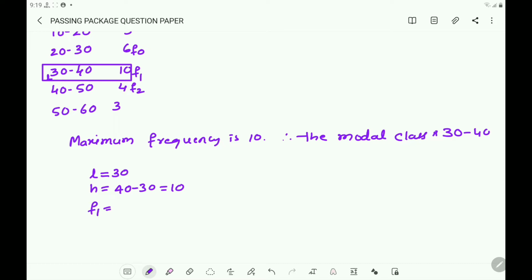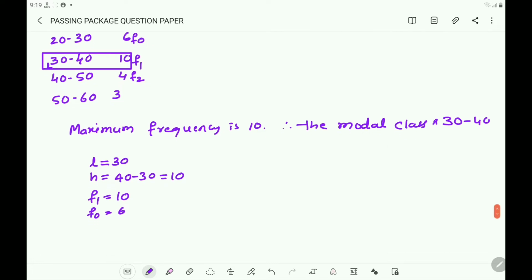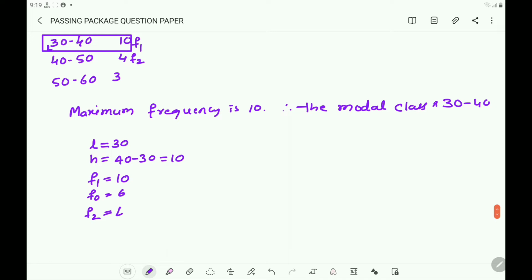That is the maximum frequency. That is the frequency of the modal class. F1 is 10. F0 is 6, the frequency of the previous class of the modal class. And F2 is the frequency of the next class of the modal class, that is 4.